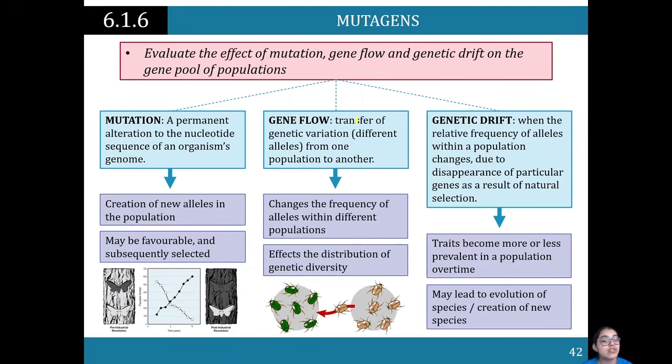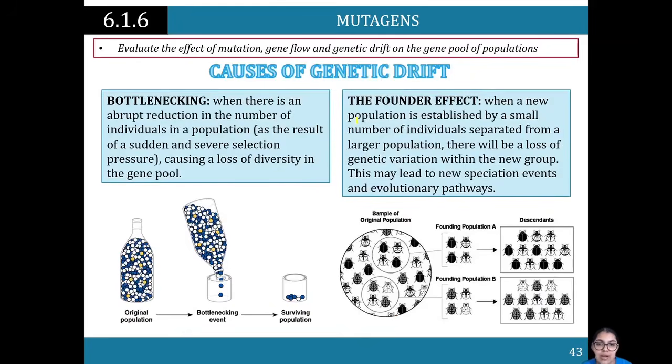And finally, genetic drift is when the frequency of alleles within a population changes because of the disappearance of particular genes, and that could be a result of natural selection over time. So, for example, traits can become more or less prominent, and it can also lead to evolution of species and creation of new species as well.